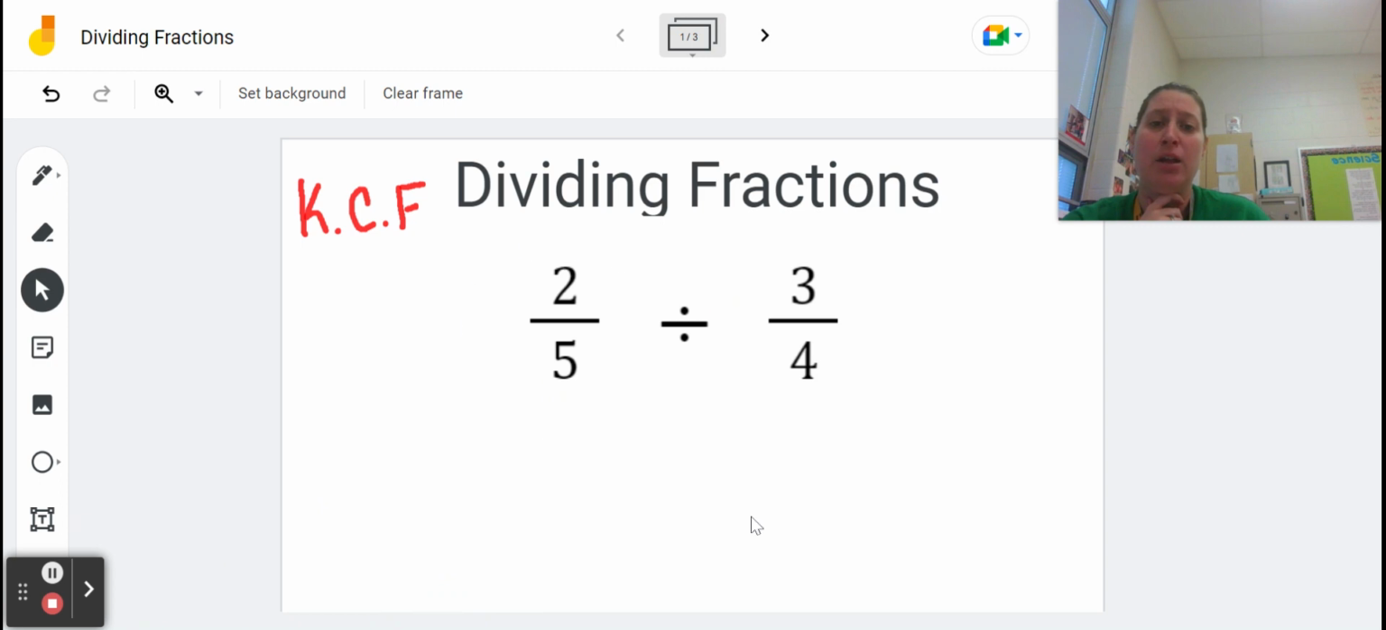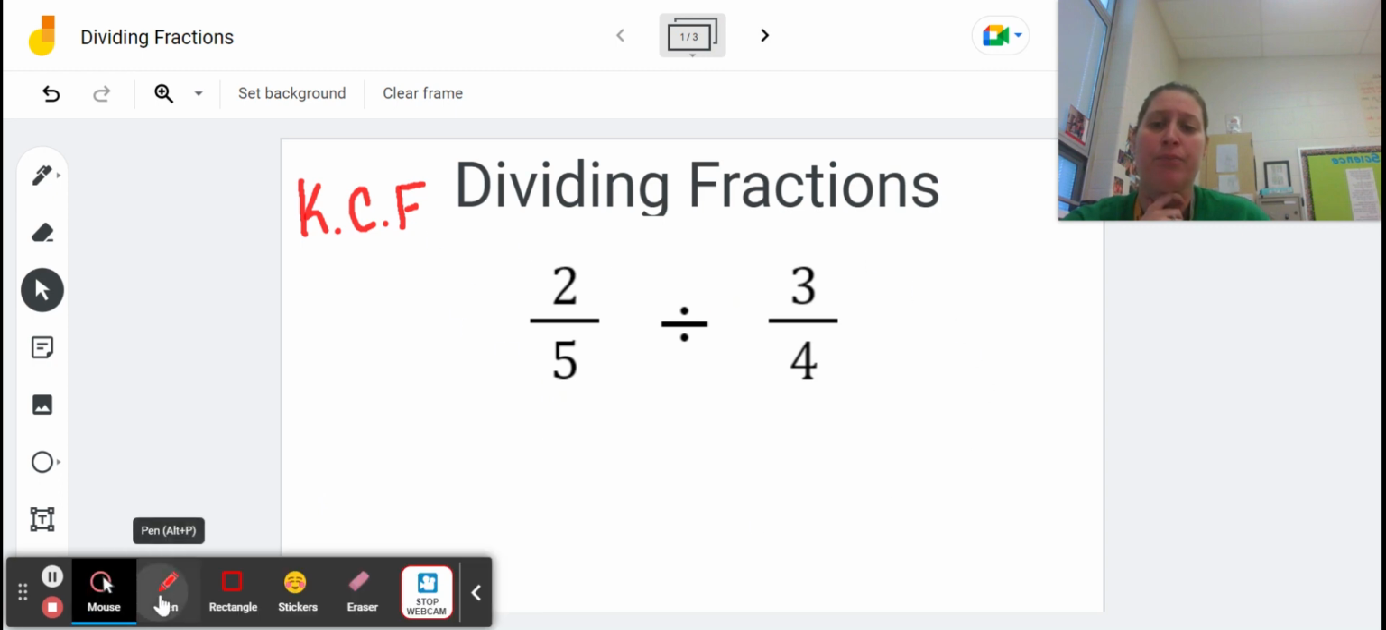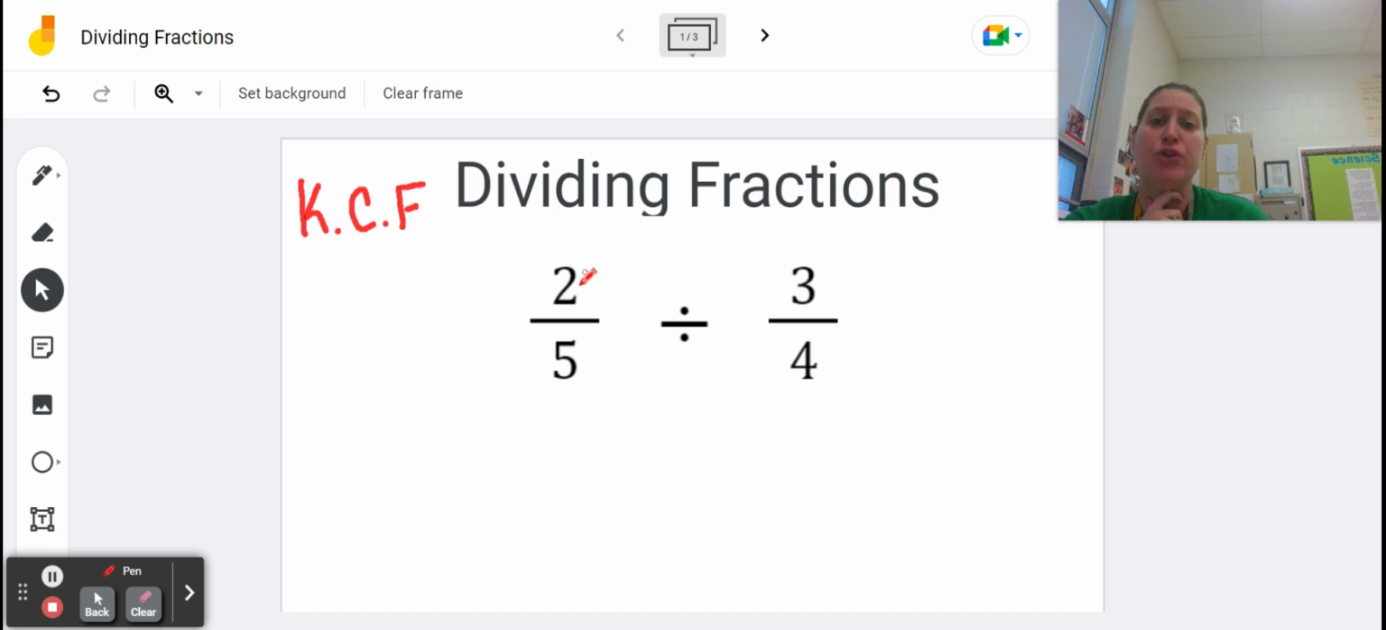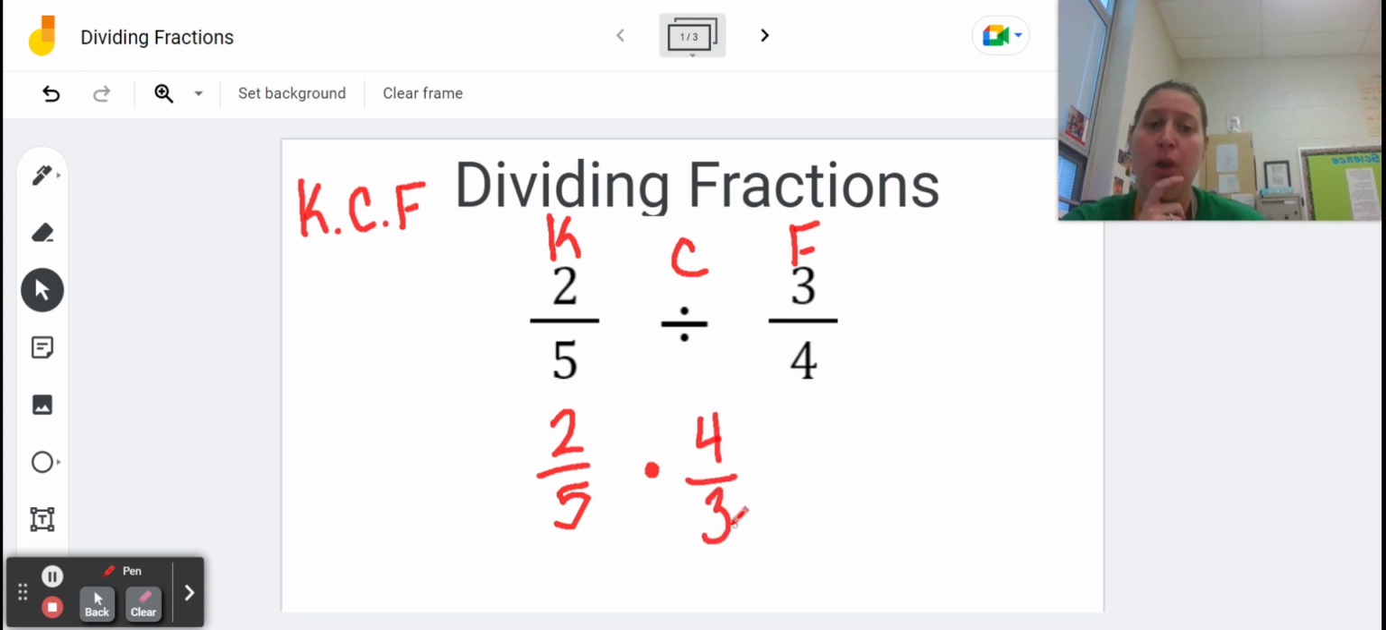So if I am looking at this problem, I have 2/5 divided by 3/4. So I'm going to keep my first fraction, so I'm going to keep it as 2/5. I'm going to change my division sign to a multiplication symbol, and I'm going to flip my second fraction over to find the reciprocal and get 4/3. Once I've changed the math problem, it's just multiplication and I'm going to multiply straight across.